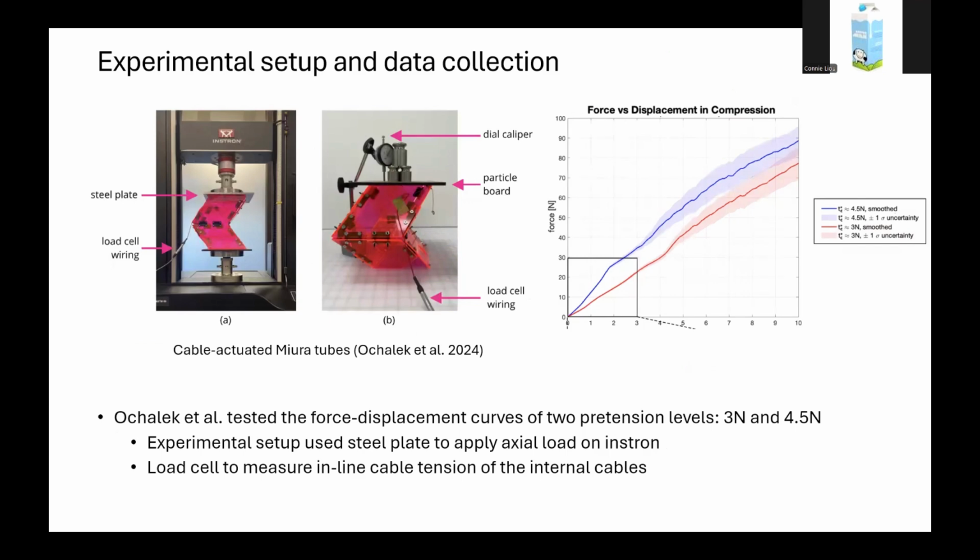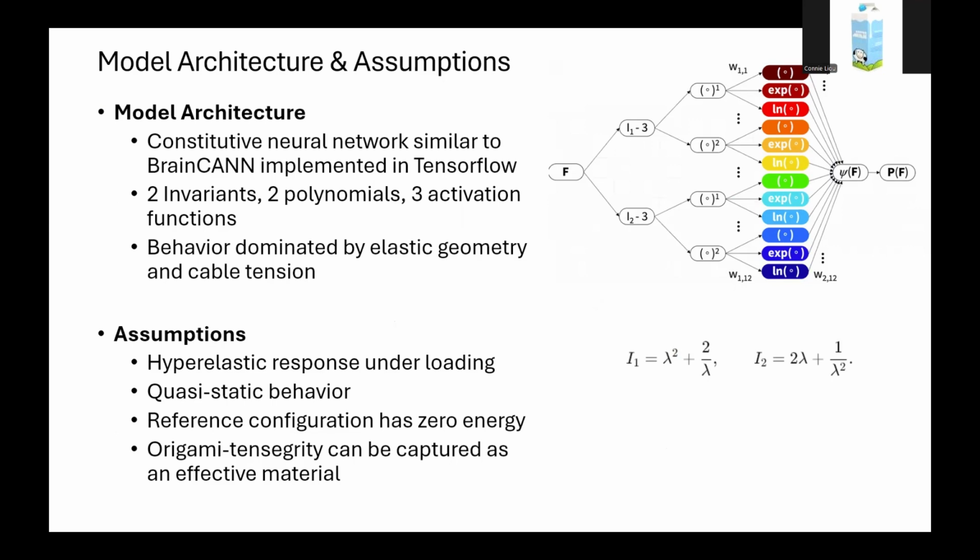So Oshalik et al. tested the force displacement curves on an Instron of two pretension levels of one of these modules at 3 newtons and 5 newtons. The experimental setup used a steel plate to apply an axial load on the Instron, and the load cell was used to measure the inline cable tension of the internal cables. And on the right, I have the force displacement curves, the blue indicating the 4.5 Newton pretension and the 3 Newton pretension in red.